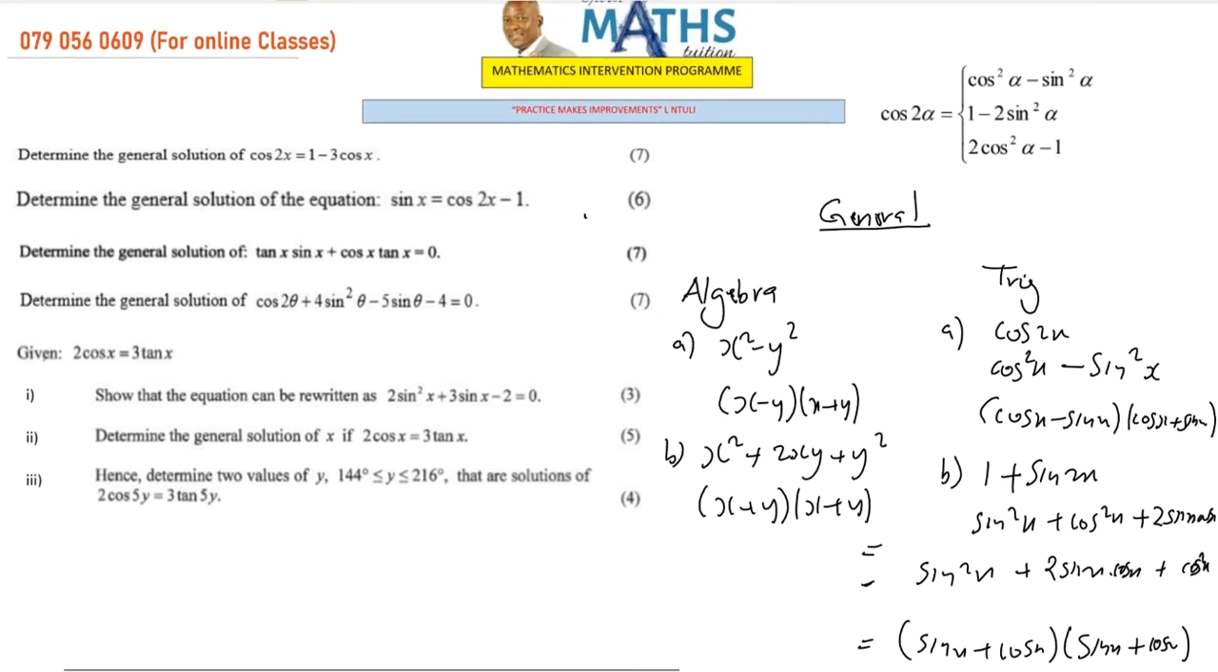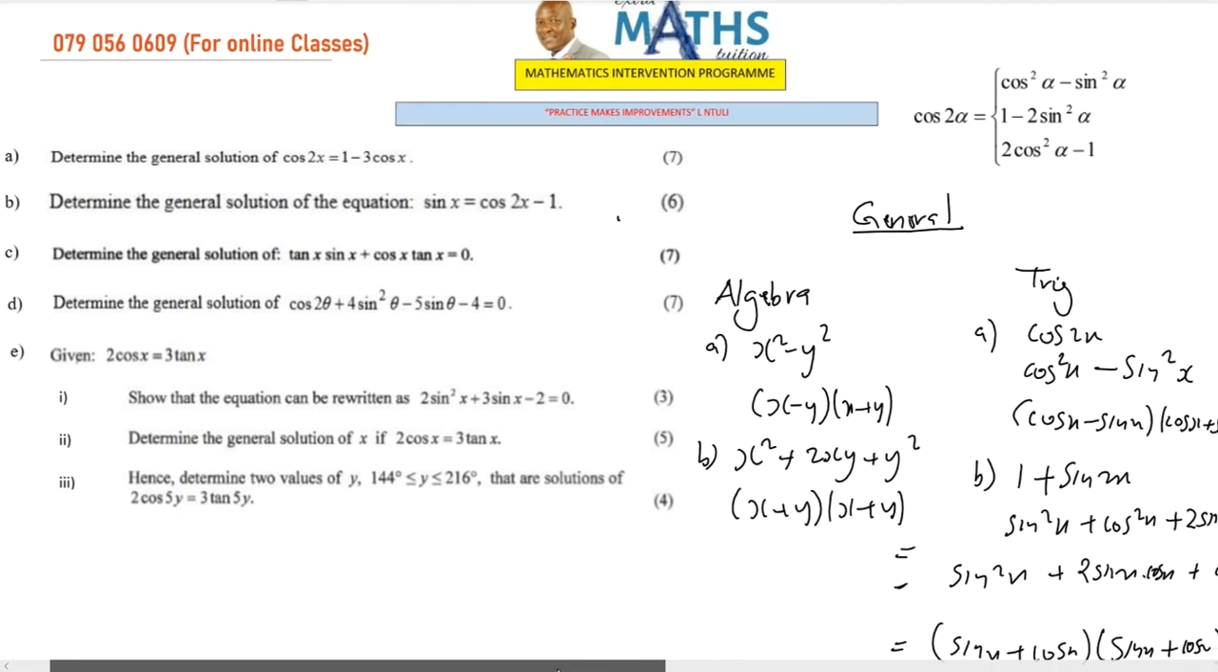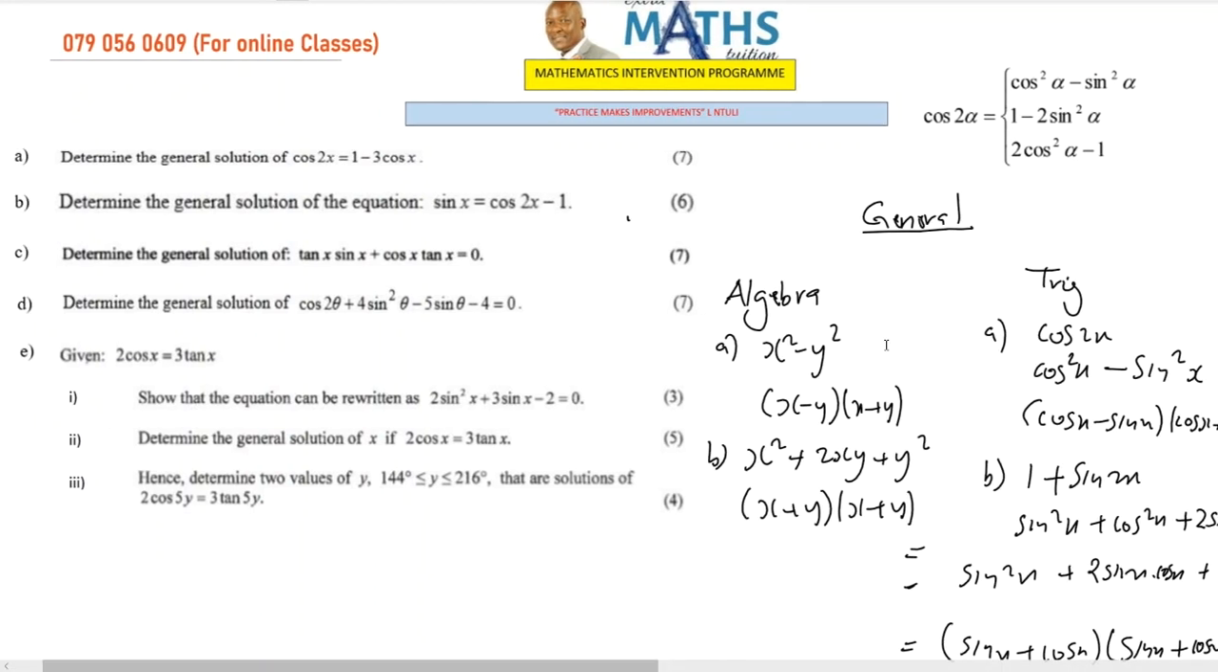Right. Now, our question, for number 1, says: determine the general solution for cos 2x equal to 1 minus 3 cos x. Let me write it down. It's A, we have cos 2x equal to 1 minus 3 cos x. Right. Please, grade 12.